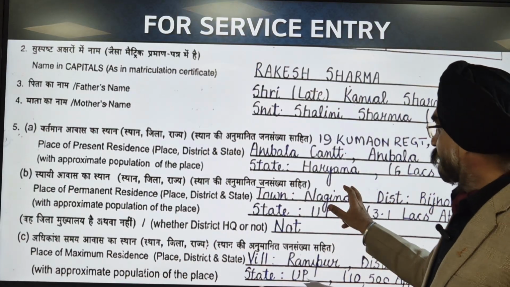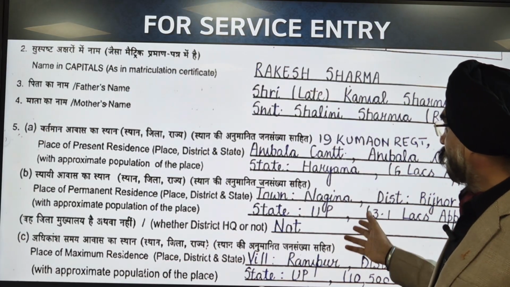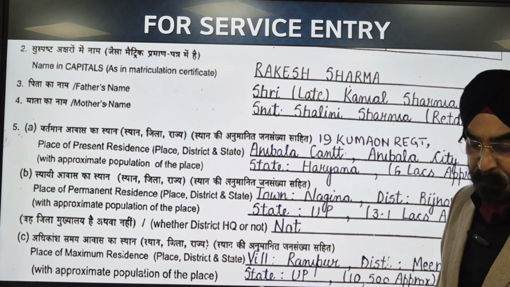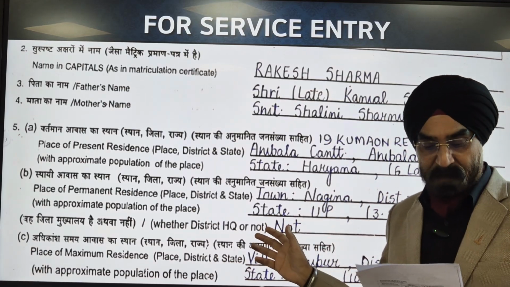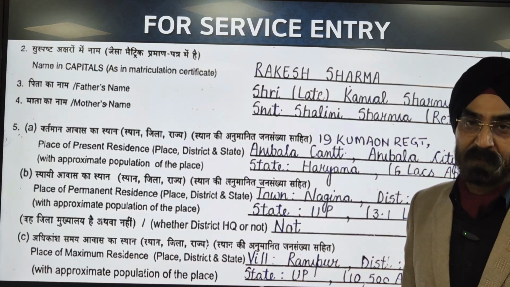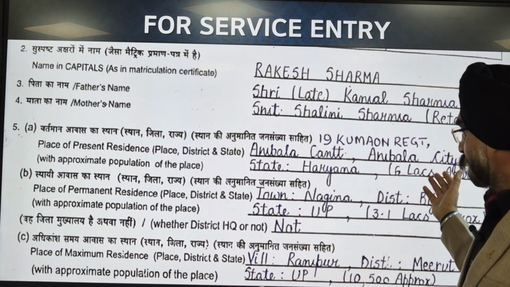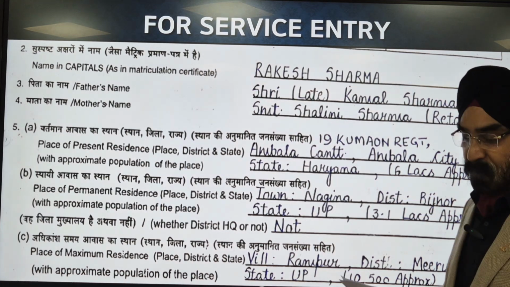In column number 6, this is another option of filling this, and especially for the service entry, the place of present residence would be the place where your unit is. So for example, here this candidate has written his unit and it is in this place. So like that you have to fill.